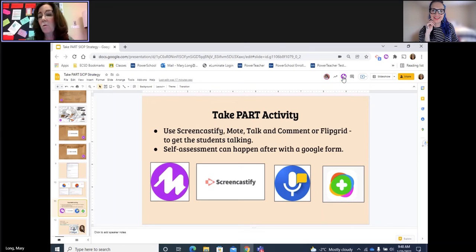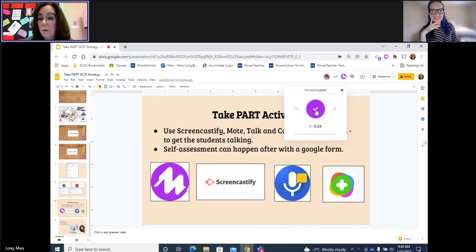So for Mote, you just add the extension and click on Mote. You click to start and you just record yourself here. When you're done recording, you're going to click the check mark there, and it's just thinking. You can then insert it. Yeah, insert it. This is great.